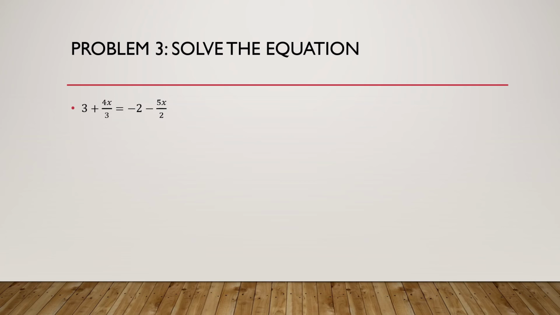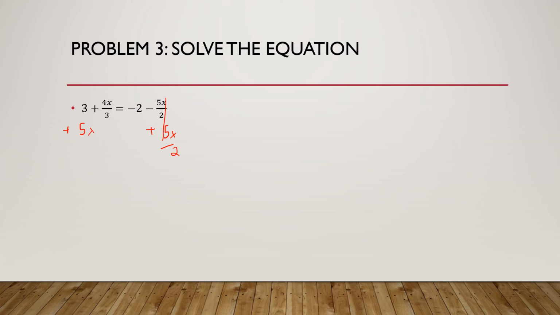All right, our last problem is 3 plus 4x over 3 equals negative 2 minus 5x over 2. Okay, so again, we need to get our constants on one side of the equal sign and our coefficients on the other side of the equal sign. So let's bring our 5x over 2 to the left hand side of the equal sign. So how are we going to do that? Well, we're going to have to add 5x over 2. That would cancel that out.